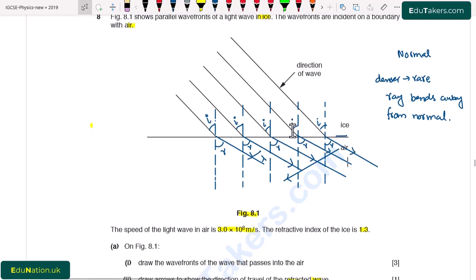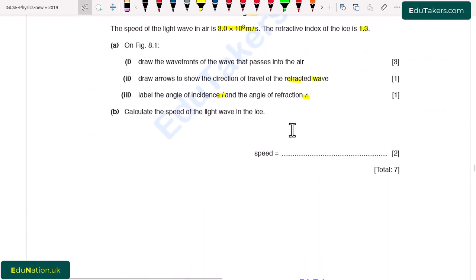Going to the next part of this question. Calculate the speed of light wave in ice. Here we have to calculate the speed of the light wave in ice. For that we use the ratio of speed, which is equal to refractive index, represented by n, and it is equal to c over v. So c is the speed of light. I write here 3 × 10^8.